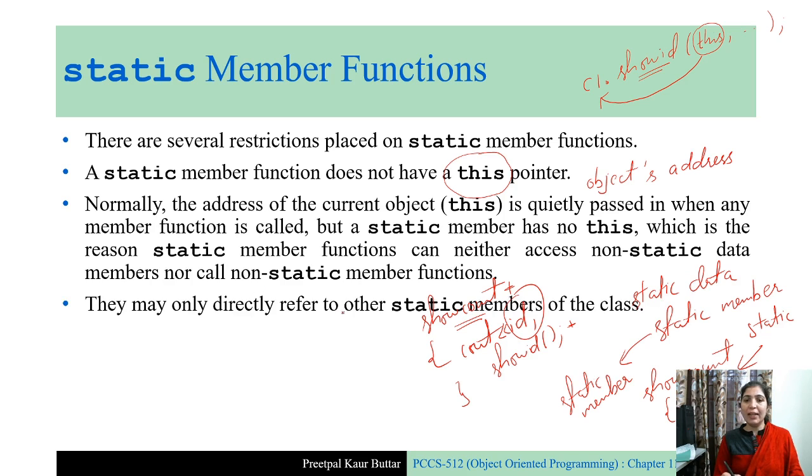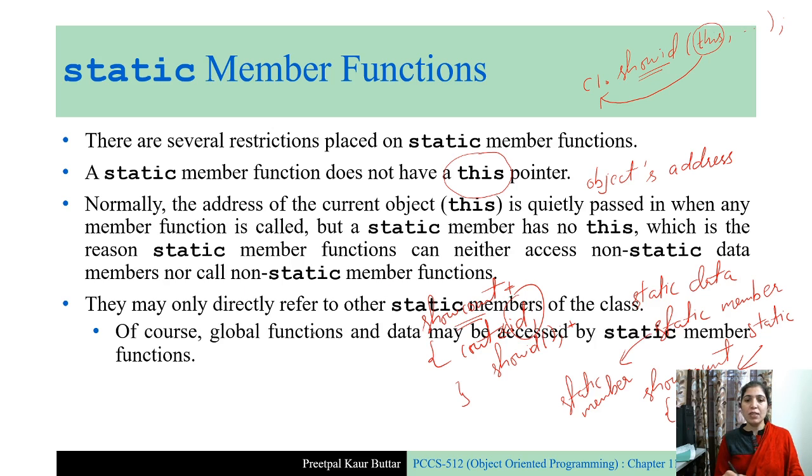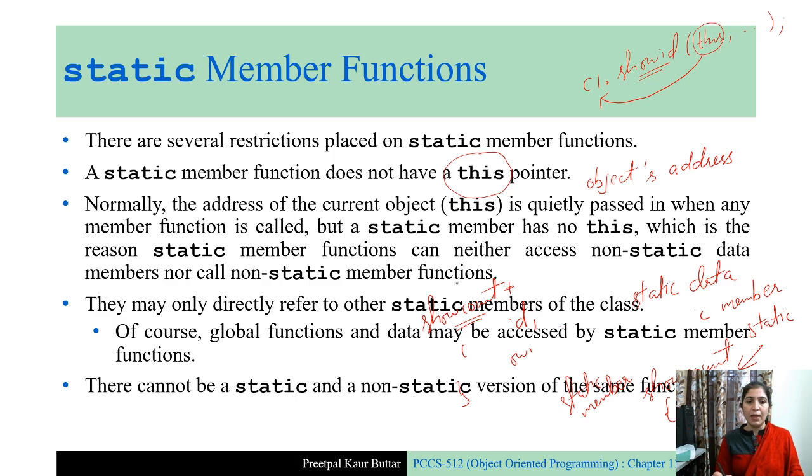They may only directly refer to other static members of the class, other static data members, or other static member functions. But of course, global functions and data can be accessed by static member functions. There is no restriction on accessing other global functions or other global data. And there cannot be a static and a non-static version of the same function. So these are the restrictions which are placed on static member functions.